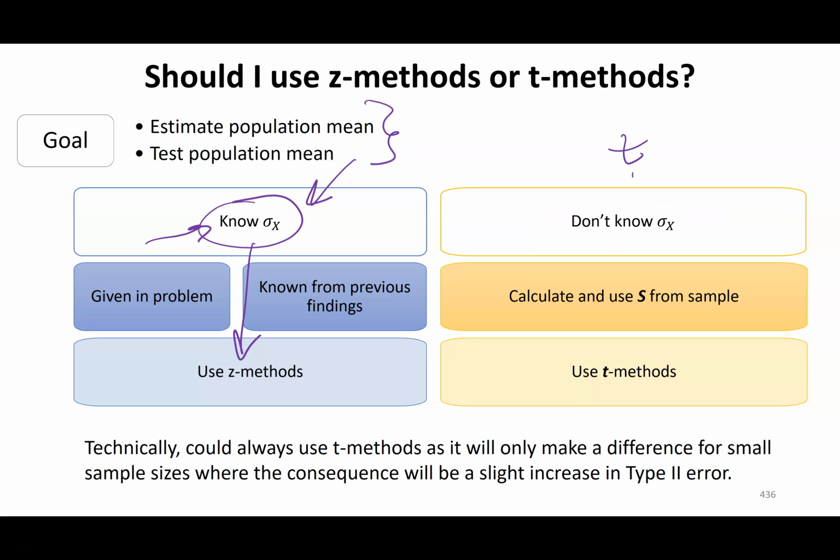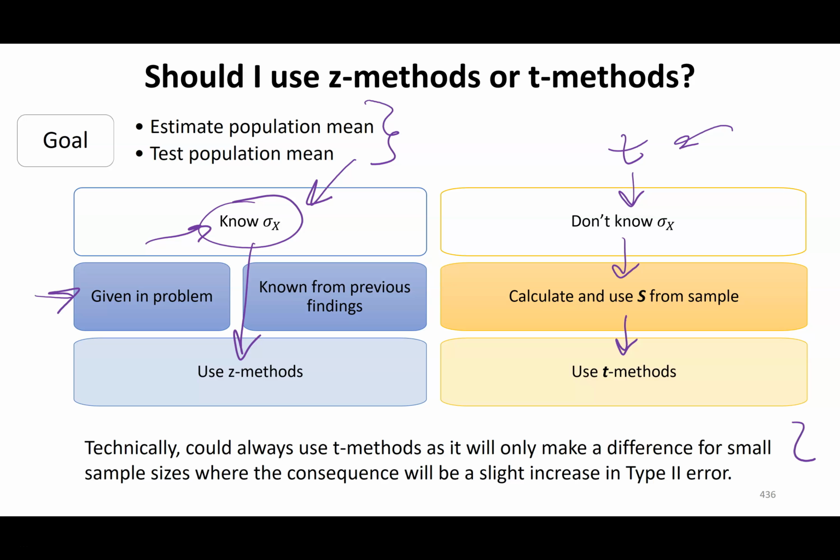If you don't know sigma, you're going to use the sample standard deviation from the sample, and this is going to be t methods. So if you're reading a problem and it only has sample data, so they tell you the question that they have and only give you information from the sample, or at least they don't tell you a value for sigma, you should be going straight to t methods.